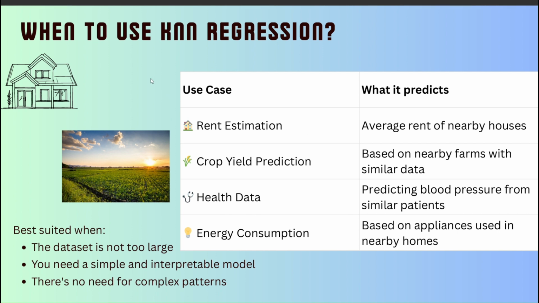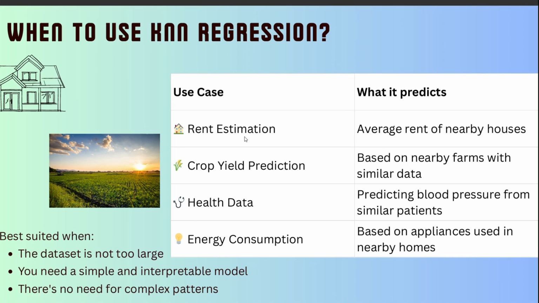Next, when to use KNN regression. Where can we use KNN regression in real life? Here are a few examples. Like I've already mentioned earlier, rent estimation. It varies from house to house, but is similar in an area. In a community, there will be similar rent houses, so you'll estimate by averaging the nearer houses to you.